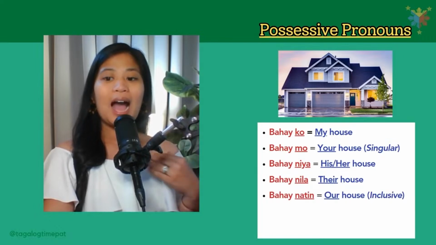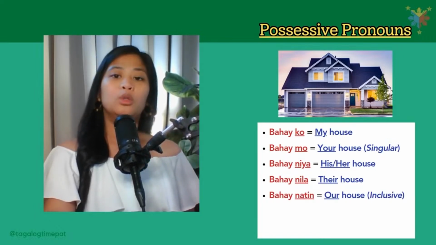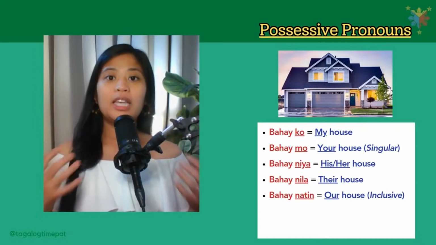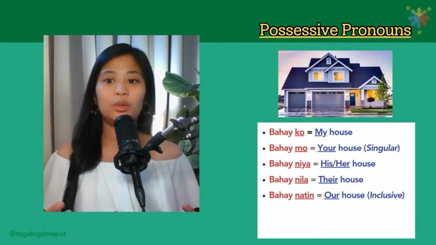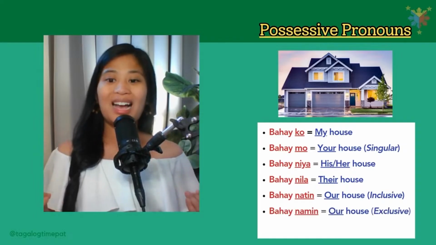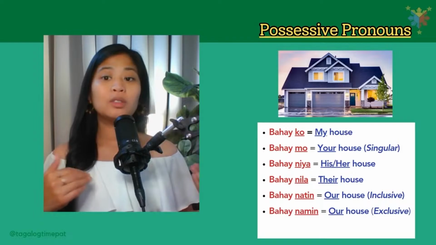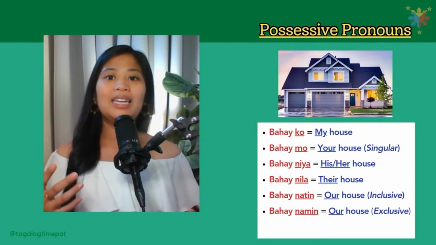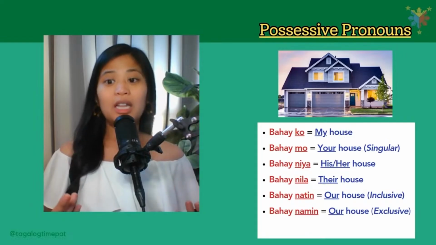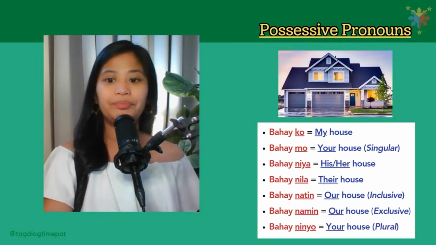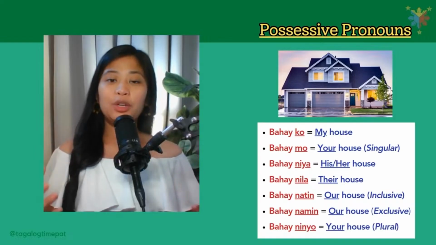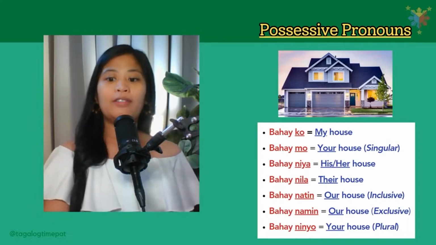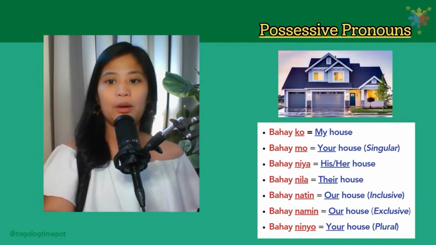Bahay natin, our house inclusive. So if you and me and the whole class, we all lived in the same house, we could say bahay natin. Everyone is included there. Versus bahay namin means our house exclusive. So me and my husband Chris, we have our own house. That's bahay namin. You're not included. I'm just telling you about it. So bahay namin. And then bahay ninyo, your house, plural. So you all as a class, you all have a house. That's bahay ninyo, your house.